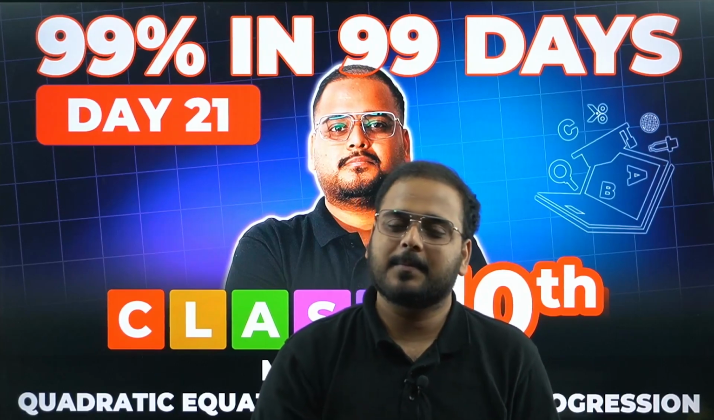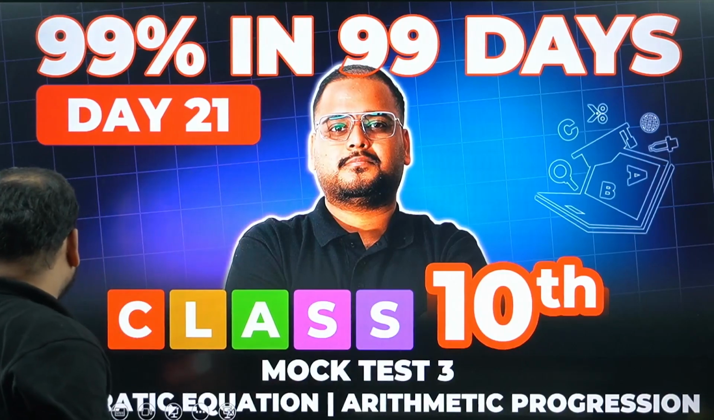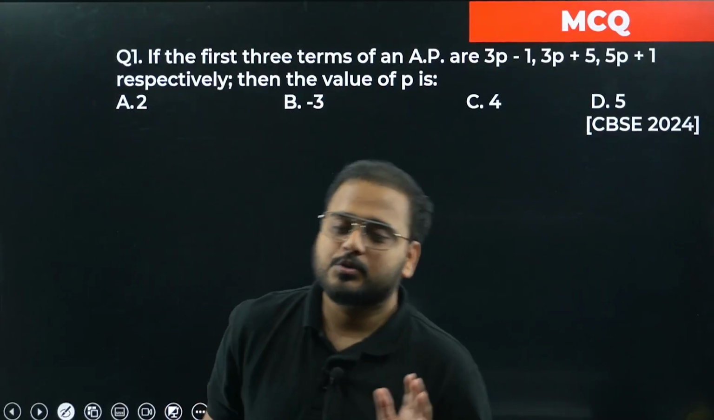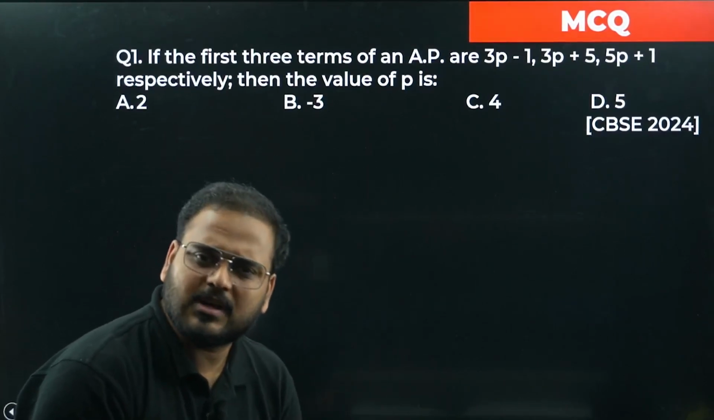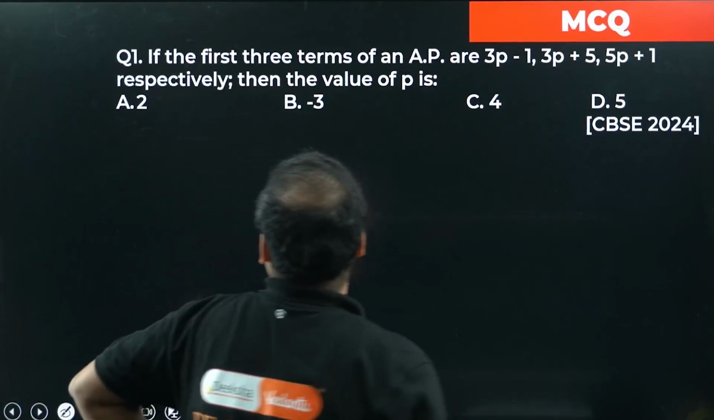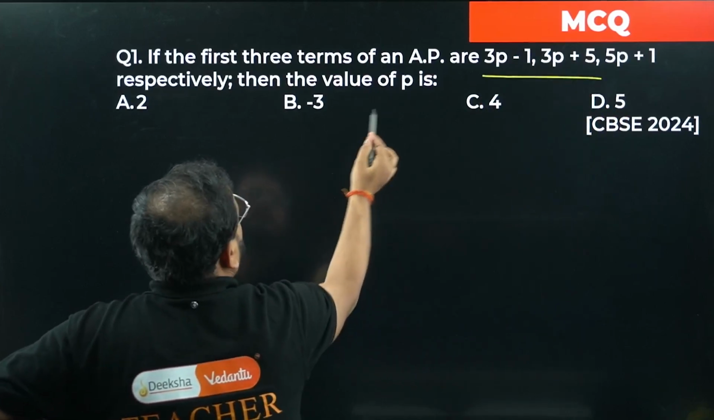So let's see the solutions, starting from question number 1. I've given a total of 5 MCQs, so I hope all 5 of the questions in the MCQ section must have been right for all of you. Let's check. Question number 1: if the first 3 terms of an AP are given like this, then find the value of P.